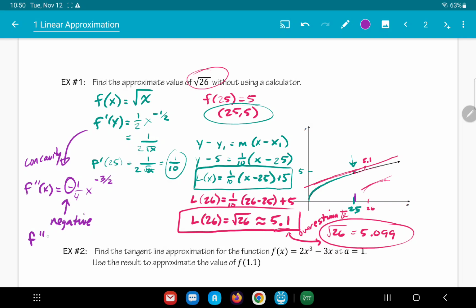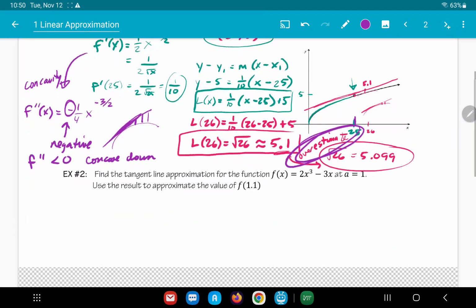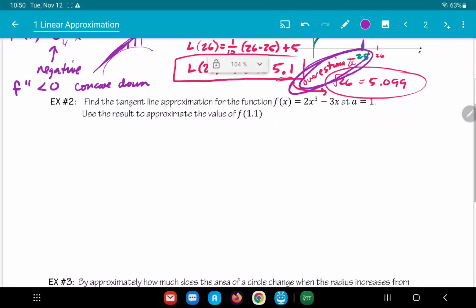Because the second derivative is negative, that's showing you that the graph is concave down. If the graph is concave down, then the tangent line approximation will always be above that concave down graph. Therefore, it shows you that this is going to be an over approximation, an overestimate. So that's something to keep in mind as you're solving these approximation problems. You want to find out if it's an overestimate or potentially an underestimate. Let's go ahead and take a look now at example 2 and see what's different about this problem.